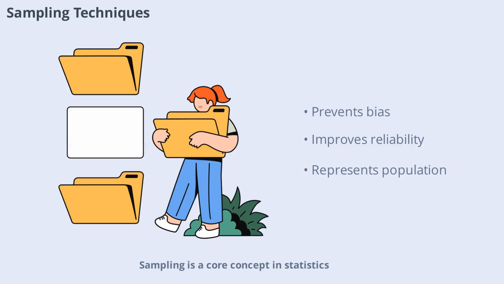Sampling is a core concept in statistics. Since it's often impossible to analyze an entire population, we select a representative sample. Techniques like random sampling, stratified sampling, and cluster sampling help ensure that the sample reflects the population. In data science, proper sampling prevents bias and improves the reliability of your conclusions. It's a key step in any statistical analysis.